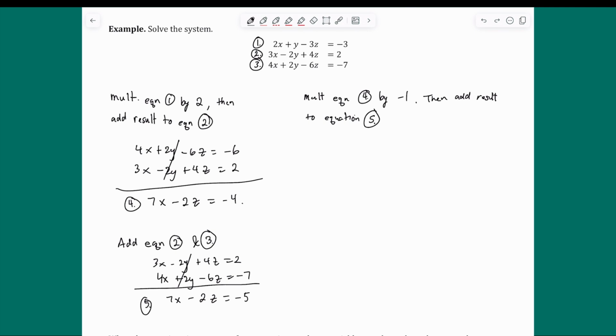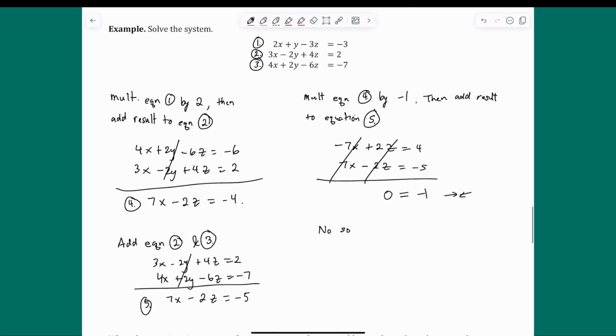All right, so if we did that, what do we have? -7x plus 2z equal to 4. Equation 5 is 7x minus 2z equal to -5. And so we can see the x is canceling, but we also see the z's canceling, giving us 0 equals -1. And that there is what we call a contradiction. In other words, there's no solution, which means the system is inconsistent.